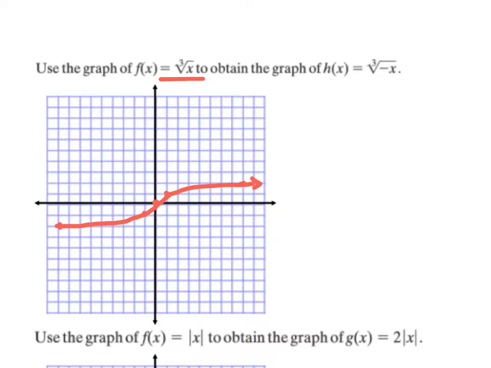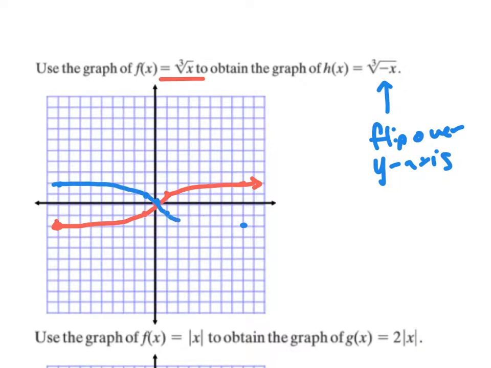Okay, and so what we're going to do is flip this over the y-axis. Okay, so I'm going to keep some of the same points like 0, 0, but I'm going to flip all these points on the y-axis to generate our other graph. Okay, and that's how we get that. All right, so that's how we get those points.